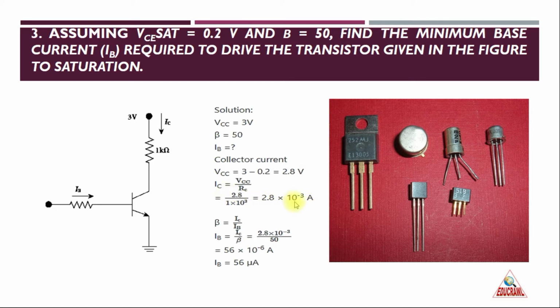So we have found the IC value. From this you can find the IB value using the beta formula. Beta is equal to IC by IB. The beta value is given in the problem, and IC we have now found. So reversing this formula, IB is equal to IC divided by beta. Substituting the IC and beta values, you get the IB value as 56 into 10 power minus 6 ampere, which is nothing but 56 microampere.